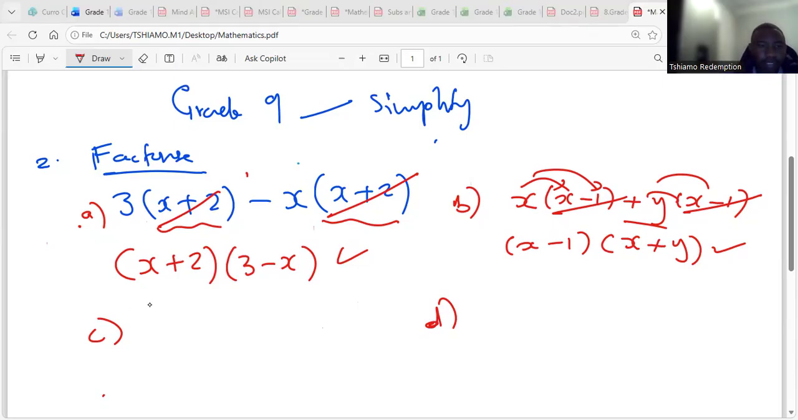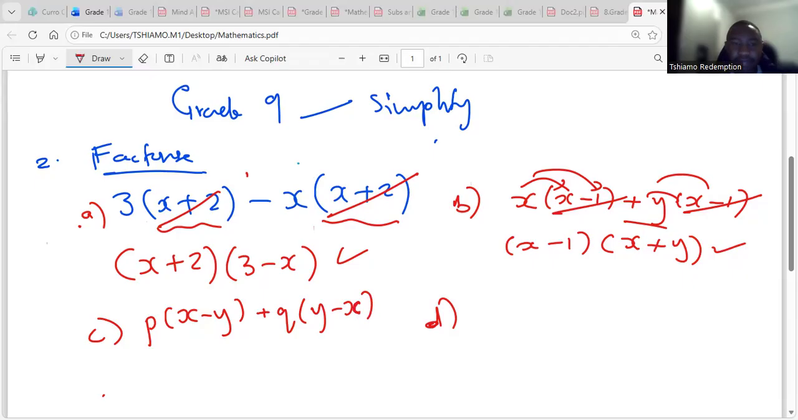Okay, so something like this. Let's say p(x − y) + q(y − x). Now, please listen carefully. These two brackets are almost the same. The issue is with the sign.